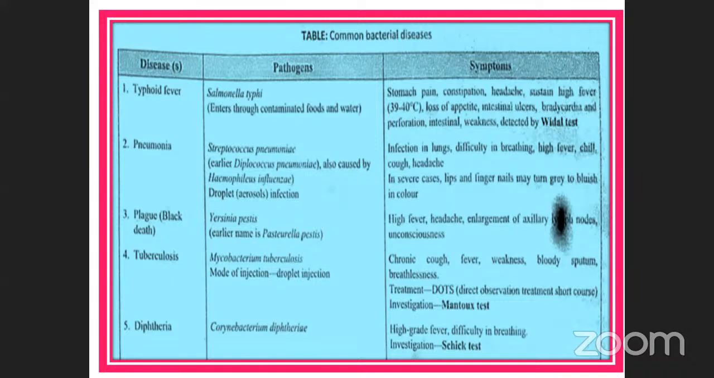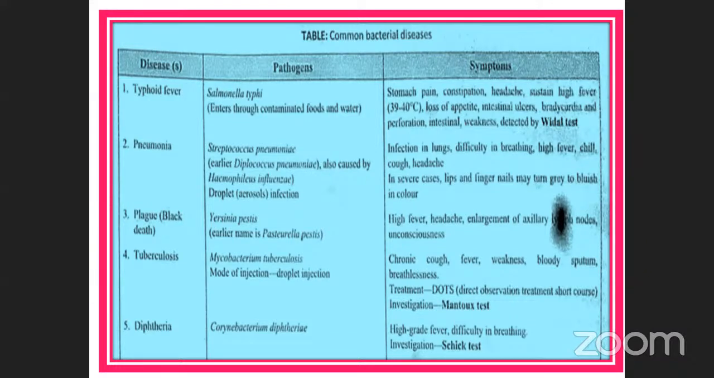Pneumonia: Streptococcus pneumoniae. All are bacteria, just note it down. You are studying only bacterial diseases. Streptococcus pneumoniae, earlier called Diplococcus pneumoniae, also caused by Haemophilus influenzae. Droplet aerosol infection.